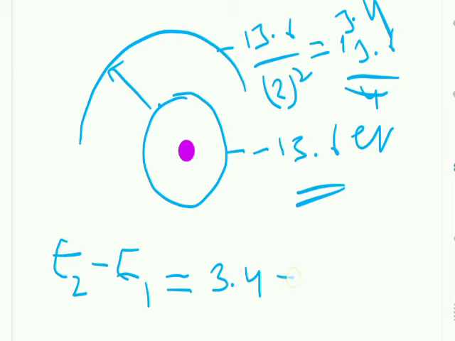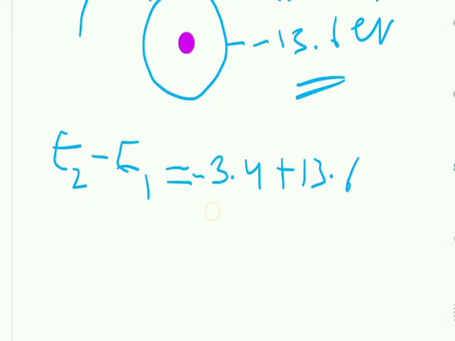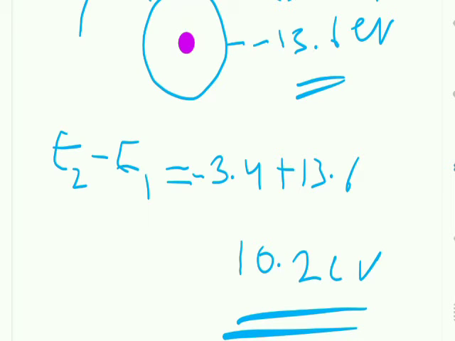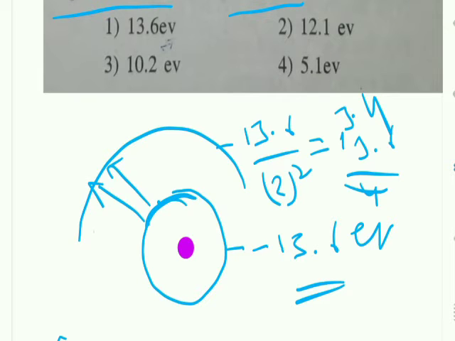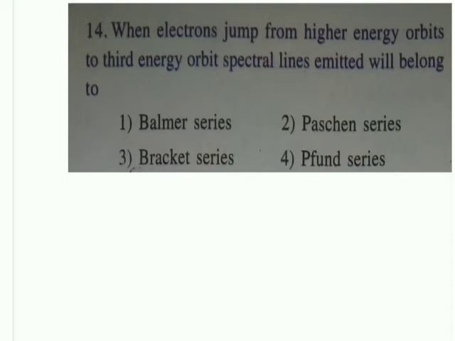So with the energy level formula, E2 minus E1, E2 is minus 3.4 and again plus 13.6 electron volts, so 10.2 electron volts is required. When an electron jumps from the ground state orbit to the first excited state, 10.2 electron volts is required. See, the third option is the right answer.